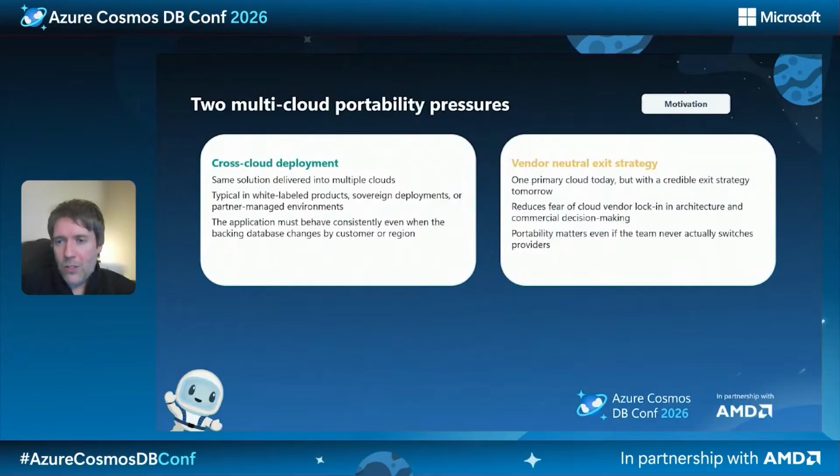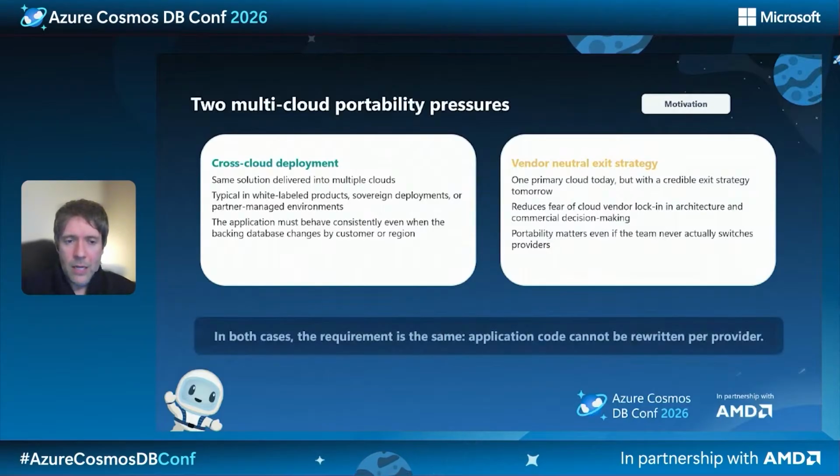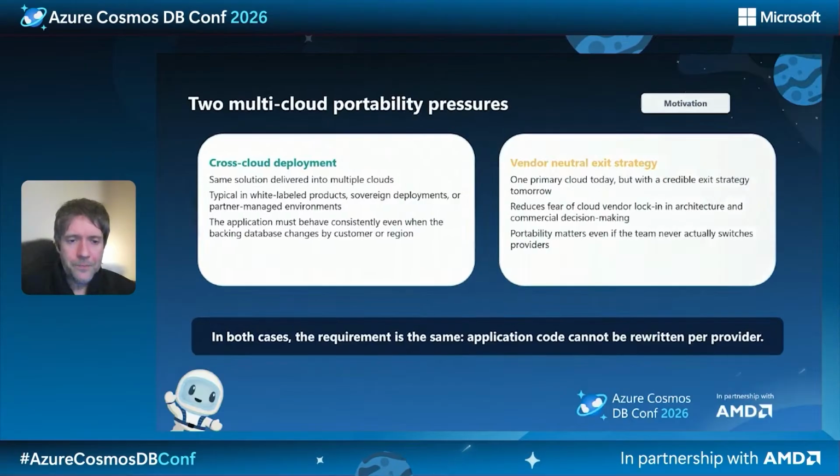And then the other one, maybe more familiar, is where you want to deploy into one cloud, but you want a credible exit strategy. In other words, you want to avoid cloud vendor lock-in at least, and portability obviously matters there as well, even if the team never actually switches cloud providers. And so in both cases, the requirement is the same. Application code doesn't want to have to be rewritten if you're moving into a different cloud. And again, sadly for us working on Cosmos DB, this means a great database product is often excluded right out of the bat because it only runs in Azure.